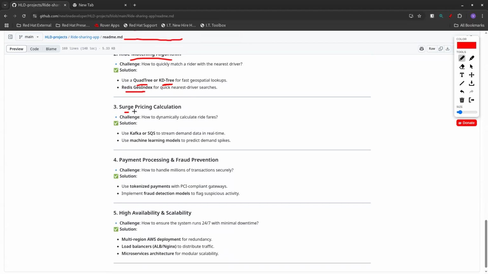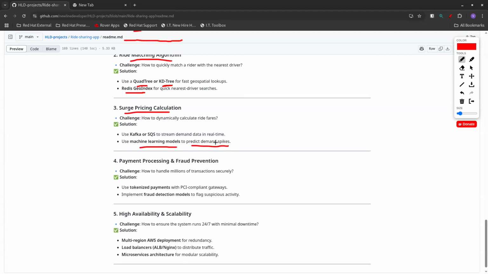Okay, what about price calculation? How do we dynamically calculate ride fares? The solution is that we can use Kafka or SQS to stream demand data in real time, and machine learning models to predict the demand spikes. That will help us predict the price for the specific ride.